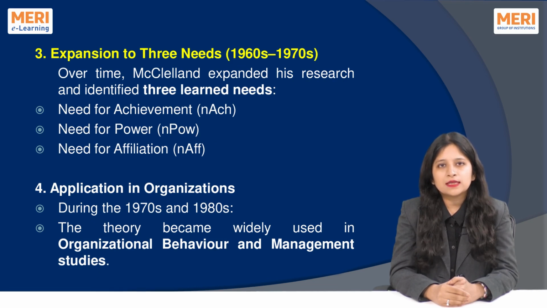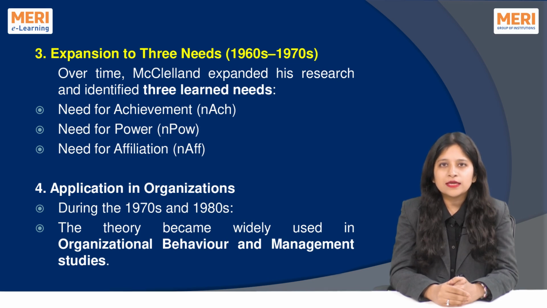During the 1960s and 1970s, David C. McClelland expanded his research and identified three learned needs that drive human behavior. The first is the need for achievement, the desire to accomplish goals and excel. The second is the need for power, the desire to influence or control others. The third is the need for affiliation, the desire for friendly relationships and social connection.